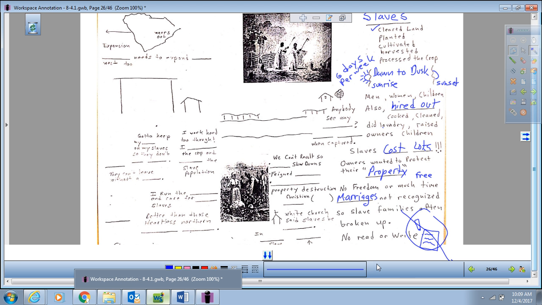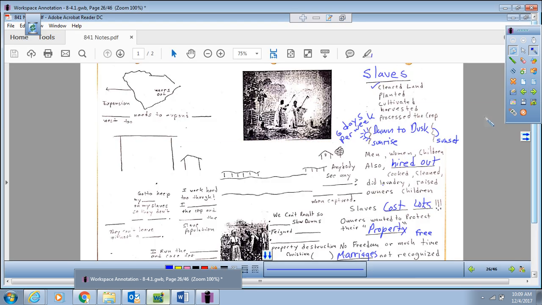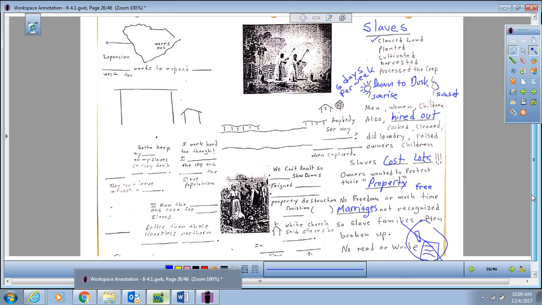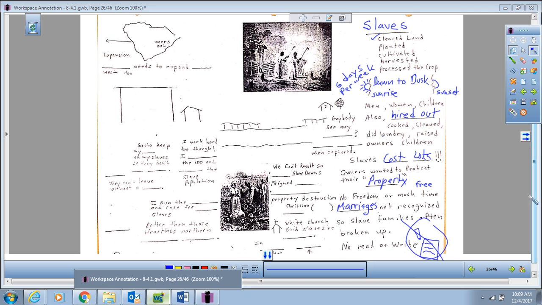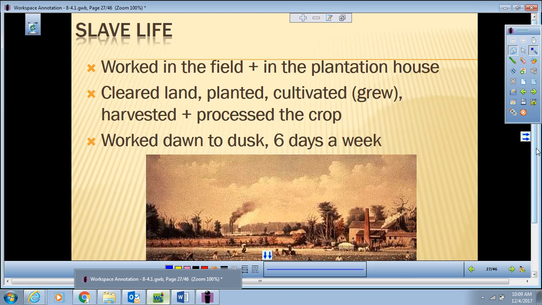I'm going to show you the PowerPoint slides here and go over some of this with you. Does anybody need it yet? Okay, even if you have a missing blank, you should be able to fill it in here.